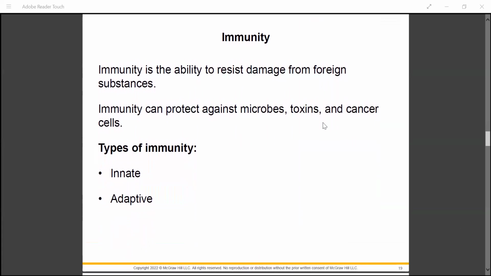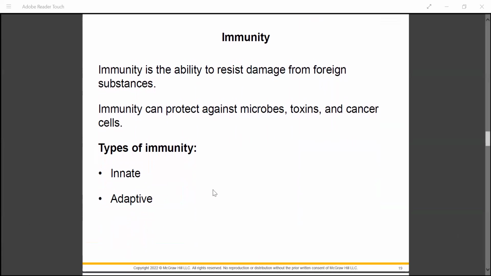So immunity itself is the main focus for this chapter, and that's our ability to resist damage from foreign substances. That can be microbes, toxins, or cancer cells within our own body. That includes bacteria, viruses, fungus, kind of anything that's not supposed to be there.